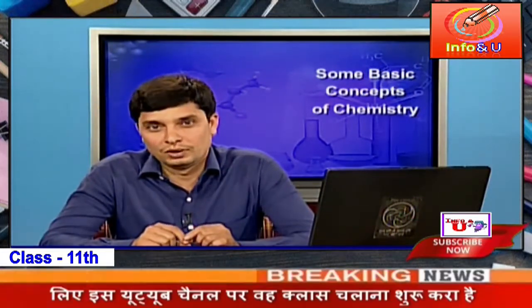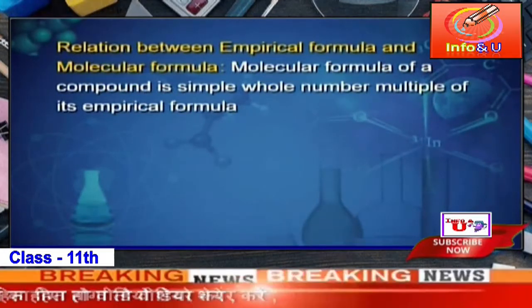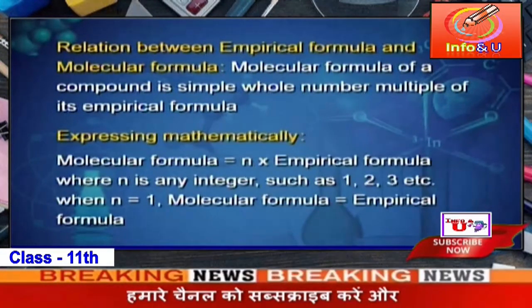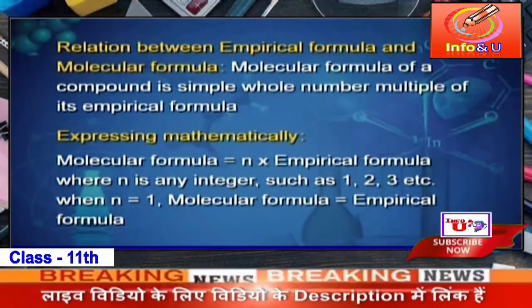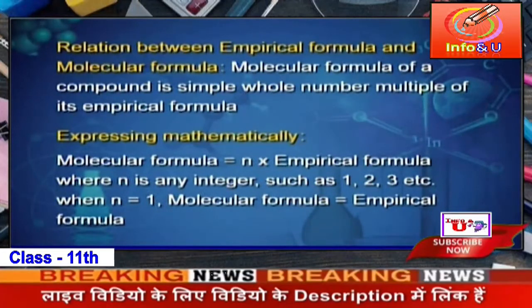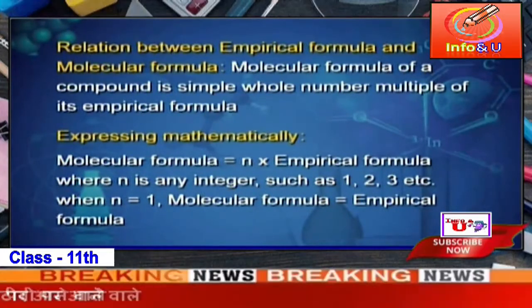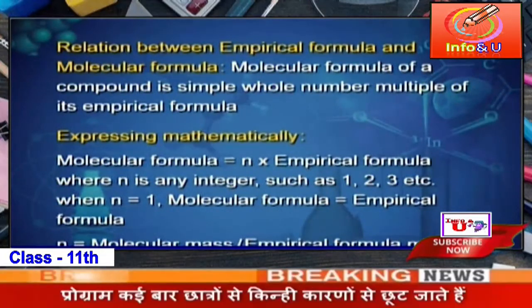Relation between empirical formula and molecular formula. The molecular formula of a compound is a simple whole number multiple of its empirical formula. Expressing mathematically, molecular formula is equal to n into empirical formula, where n is an integer such as 1, 2, 3. When n is equal to 1, the molecular formula will be equal to the empirical formula. n is equal to molecular mass upon empirical formula mass.